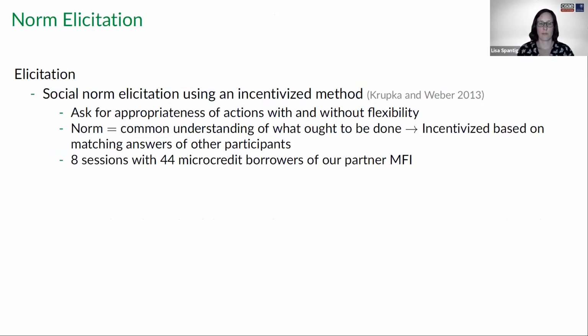We are measuring social norms using an established method from experimental economics, and we ask participants to rate vignettes where we describe different types of actions with and without flexibility. Given that the norm is basically the common understanding of what ought to be done, this is not incentivized based on individual decisions, but in the sense of a coordination game where you are asked to match the answers of the other participants. This has been run with a smaller sample, again with borrowers of our partner microfinance organization in different centers, but in the same regions.